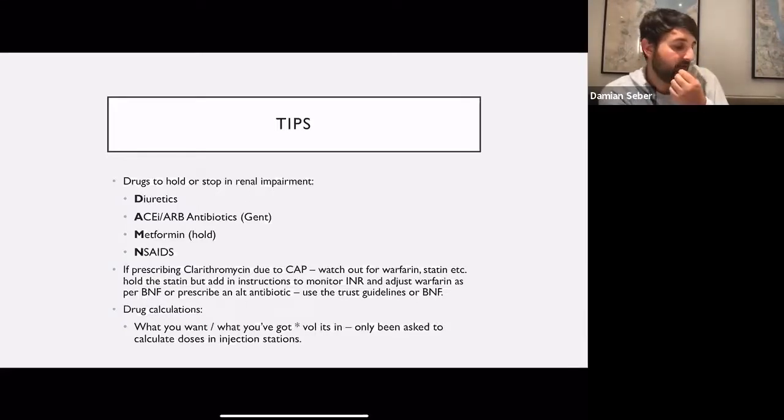That's fine. And then for drug calculations, the only thing you need to know is what you want over what you've got, times the volume it's in. Even then, I've never had to do a drug calculation in a prescribing station. It's always been in an injection station. So you're asked to give an injection of, I don't know, IM something or other, and you have to work out how much to give from the vial that you've got, essentially how many mils to draw up. So that's the only time that you'd be asked that kind of thing.